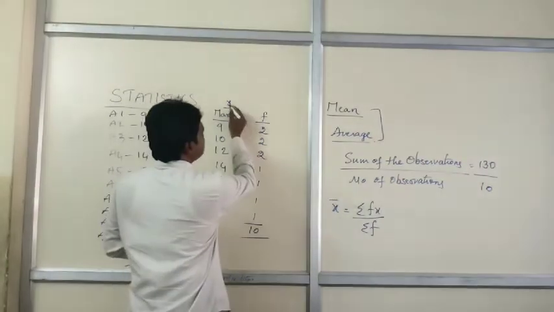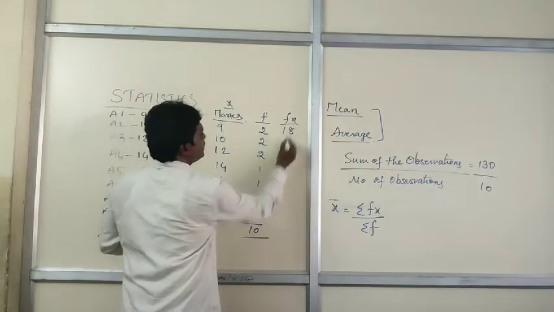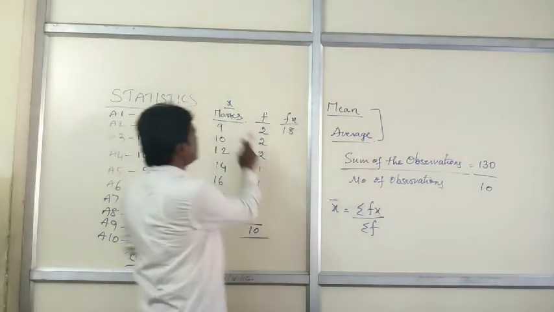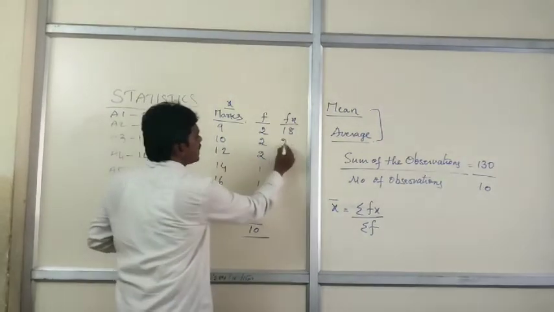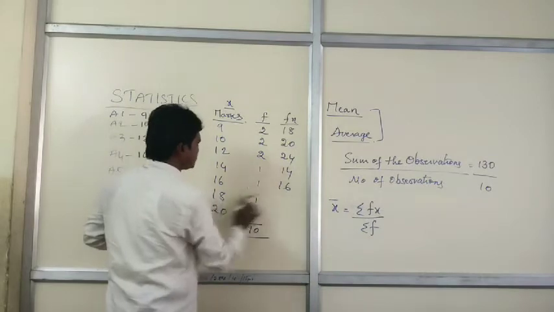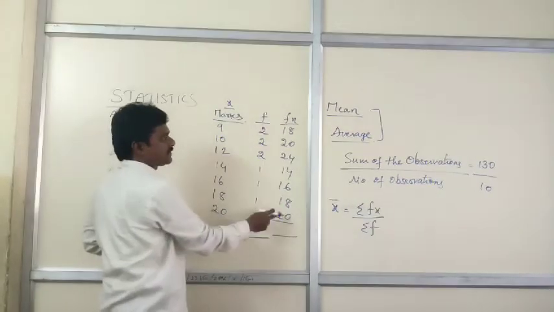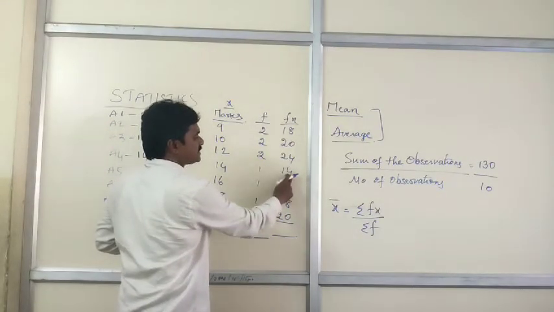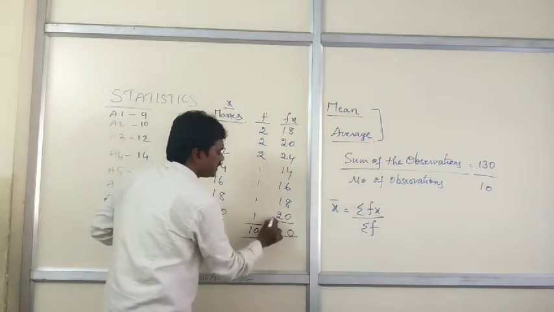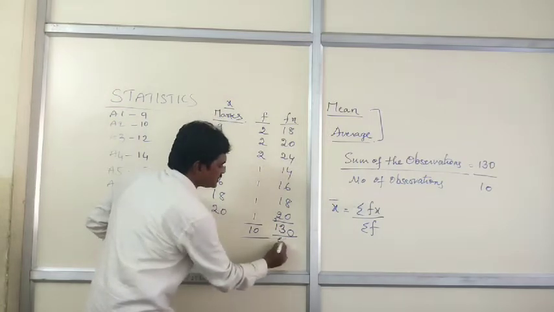If you observe here, this is x, and now I am calculating fx, f into x. 9 into 2 is 18, 10 into 2 is 20, 12 into 2 is 24, 14 into 1 is 14, 16 into 1 is 16, 18 into 1 is 18, 20 into 1 is 20. Add all these fx: 8 plus 4 is 12, 12 plus 4 is 16, 16 plus 6 is 22, 22 plus 8 is 30, and so on up to 130. So this is sigma fx.